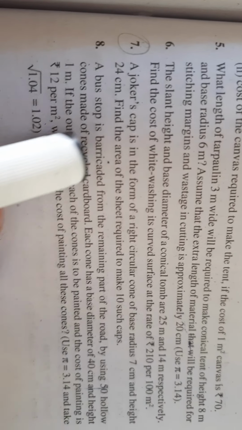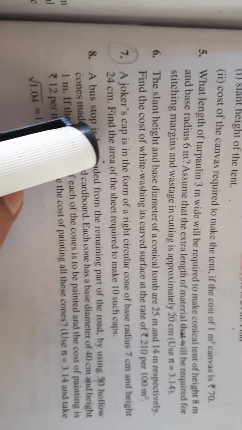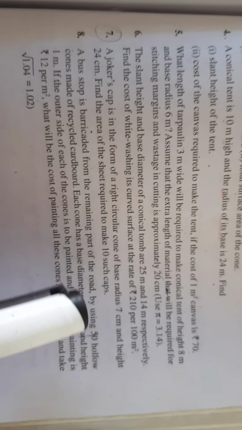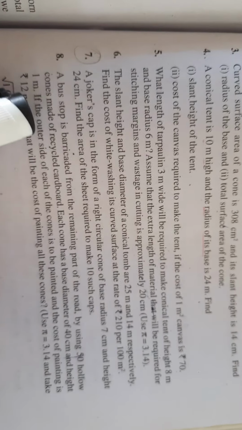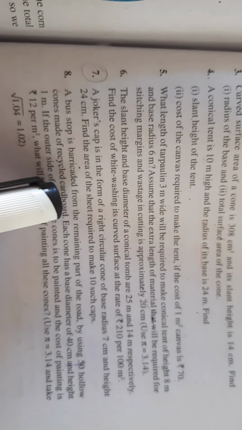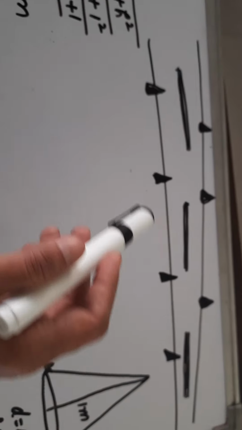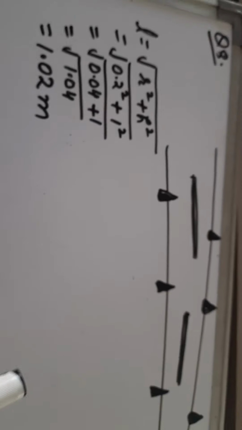Dear students, now question number 8. A bus stop is barricaded from the remaining part of the road by using 50 hollow cones made of recycled cardboard. Dear students, while walking on the road, you might have seen the barricaded cones on the road also.